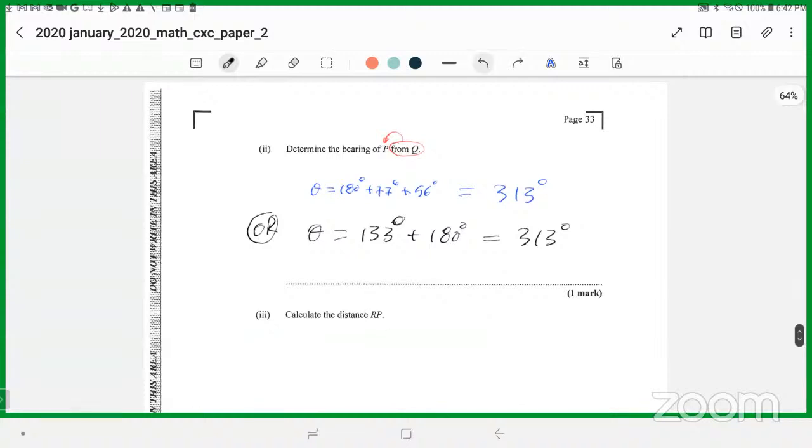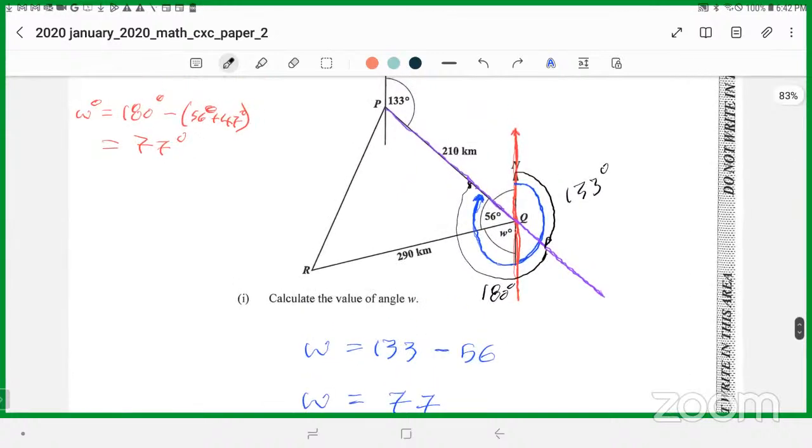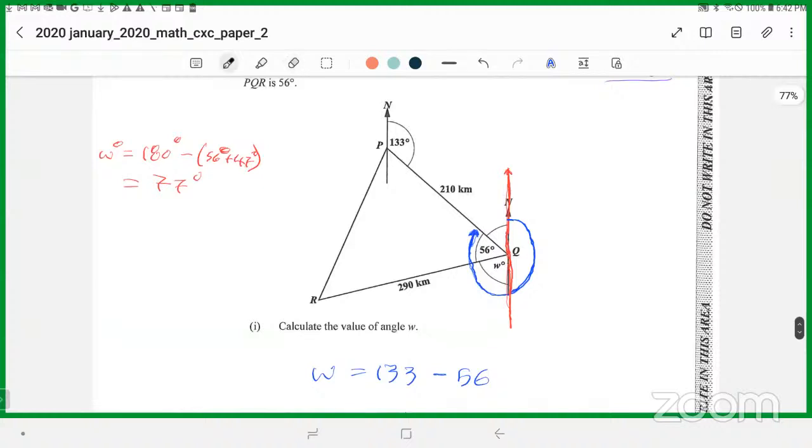Calculate the distance PR. Let's look at the diagram. What I want is the distance PR, which is this distance over here. We're going to use the cosine rule because we know this angle in between here is 56. We know this side and this side. So it's a typical case for the cosine rule: two sides and an angle between.